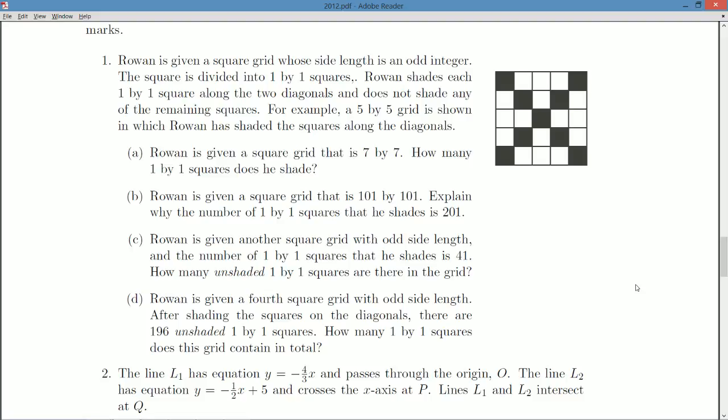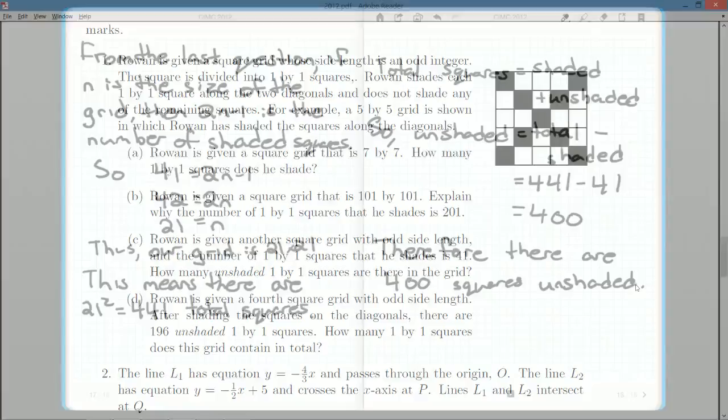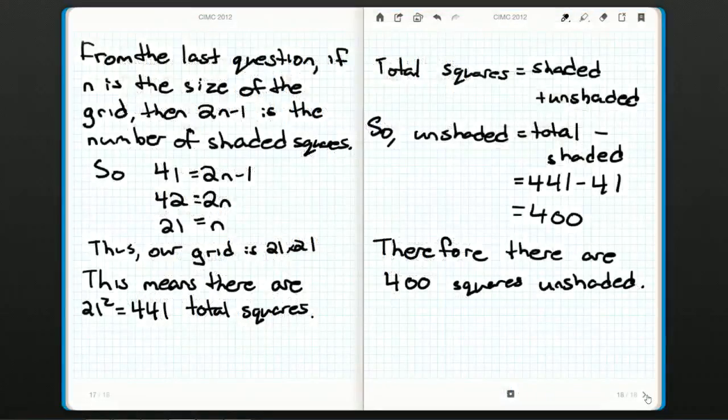So now we're being told not the number of shaded or the number of total, but the number of unshaded. So in the last question, what did we do? We were given the number of shaded and we were able to figure out the total. How did we do that? Well, we had some sort of formula. Do we have a formula for the unshaded squares? Not yet, but maybe we can work one out.